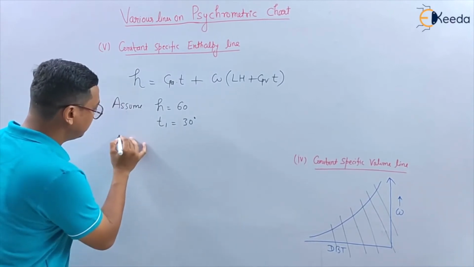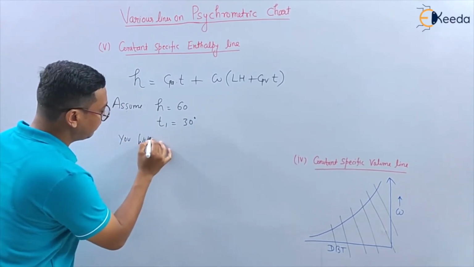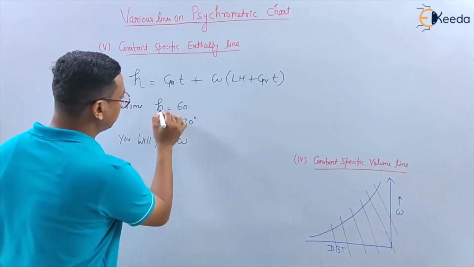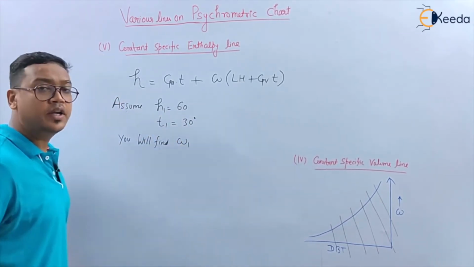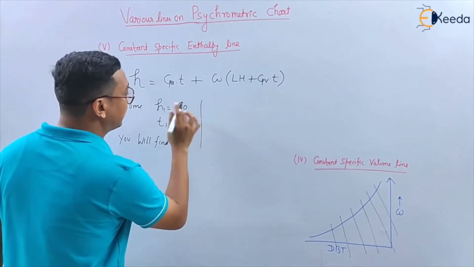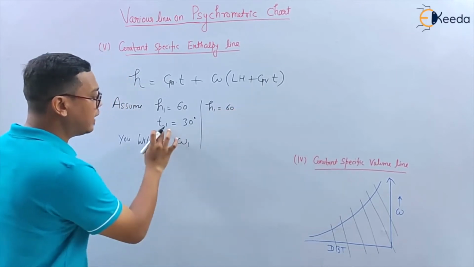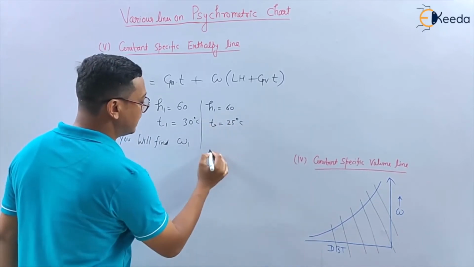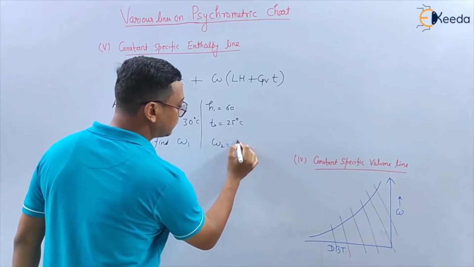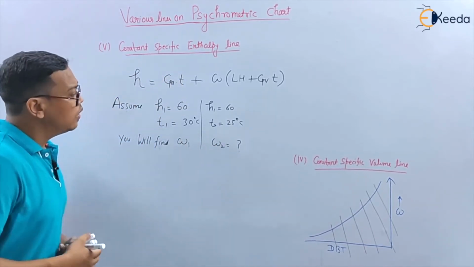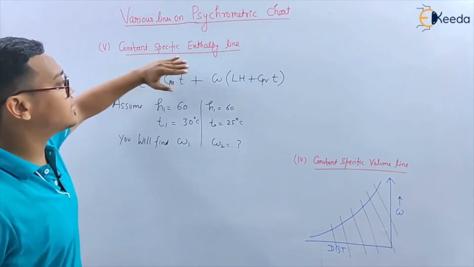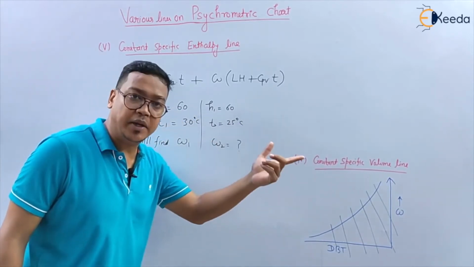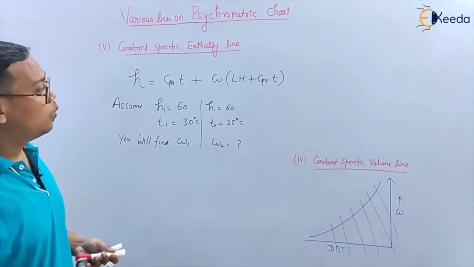Suppose I say H1 and T1, then you will find omega. In the same way, if you take the same enthalpy, 60, but now take temperature T2 as 25 degrees Celsius, then you will find omega 2. You will get some omega 2. Because we are drawing the constant enthalpy line, I have taken the same enthalpy. But for different temperature, we will get different omega. Now, we will draw this line.